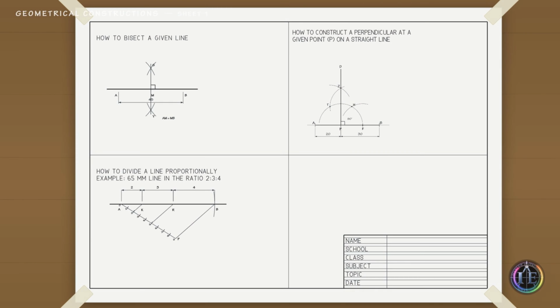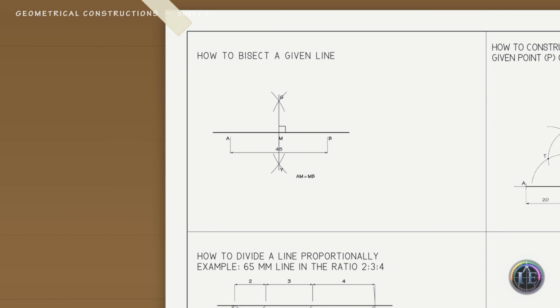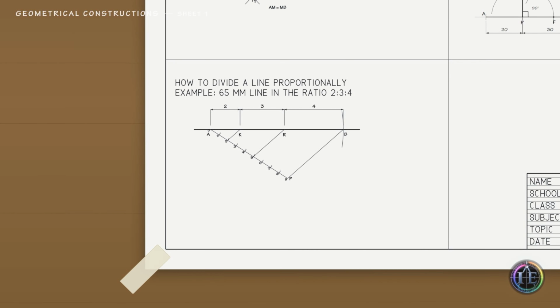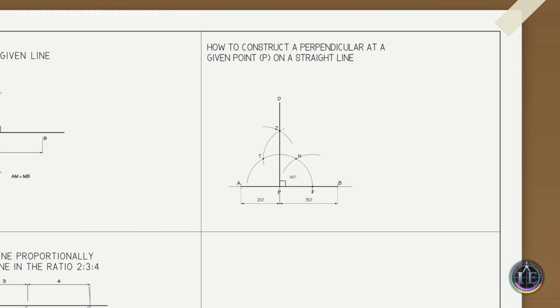In this playlist, you will master some of the most important geometrical construction techniques used in technical drawing. You'll learn how to bisect a given line accurately using compass construction. You'll divide a line proportionally using a specified ratio. You'll construct accurate perpendiculars from given points.